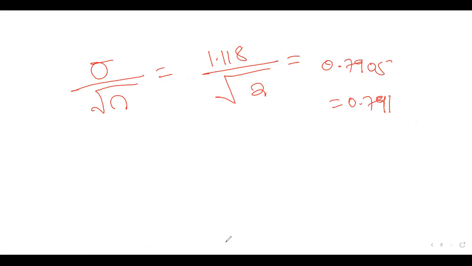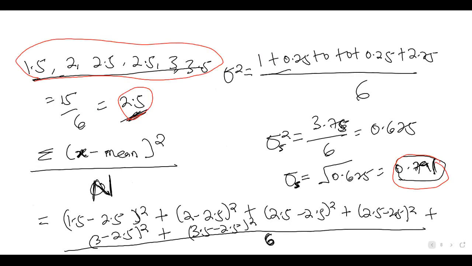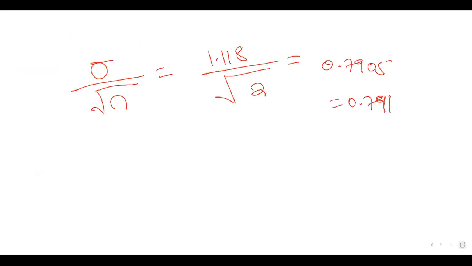For further clarification, let's compute that for a sample size of 3. Remember, when we chose a sample size of 3, we had these figures. That was here. And their average was 2.5. So, as I said, let's try that.